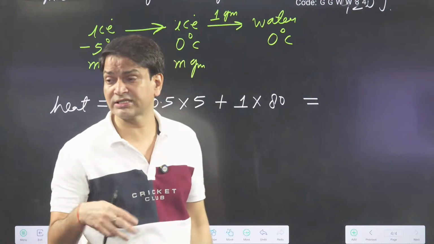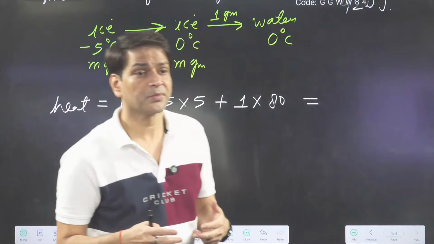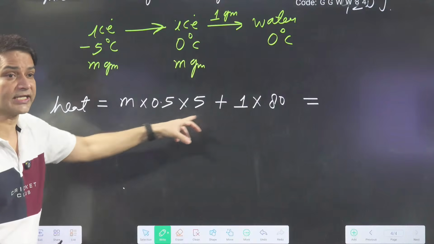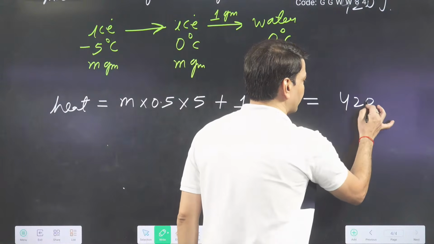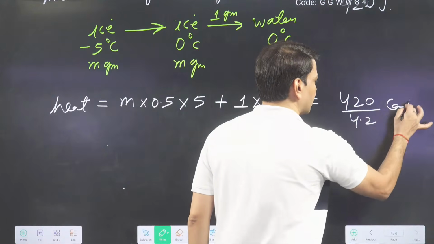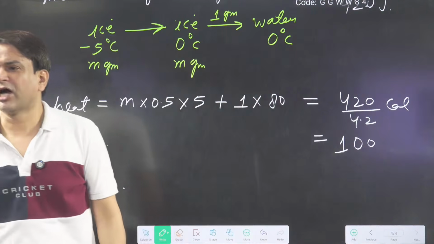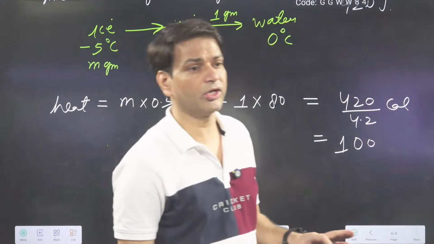They said for this we are supplying the heat 420. But 420 they given in joule. Here I am using the calorie. Then 420 I will divide with 4.2. Then I will directly get in calorie. That you will get what? 100. Okay. Then without changing the unit, we will get the m value directly in gram.